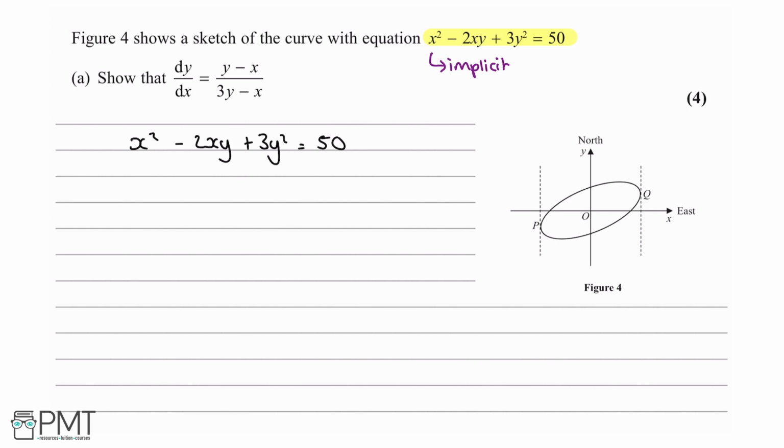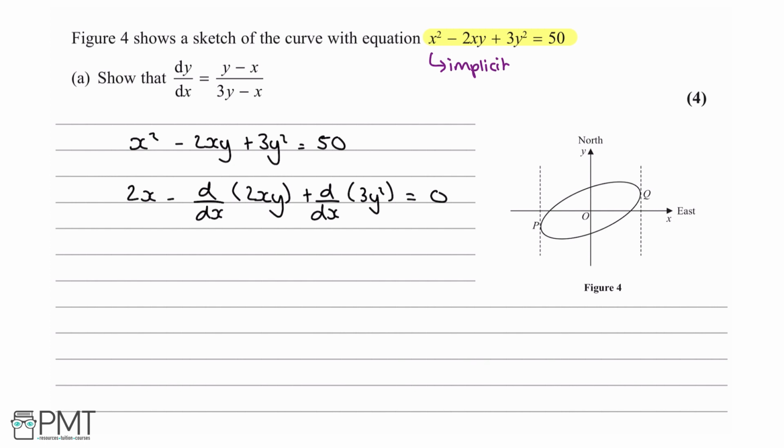What I'm going to do to start off with is only differentiate terms with just x with respect to x, okay? So what that means is we will end up with 2x minus d by dx of 2xy plus d by dx of 3y squared, which equals, and then the derivative of 50 with respect to x is going to be 0, okay? So all I've done is differentiate terms with just an x in them with respect to x.